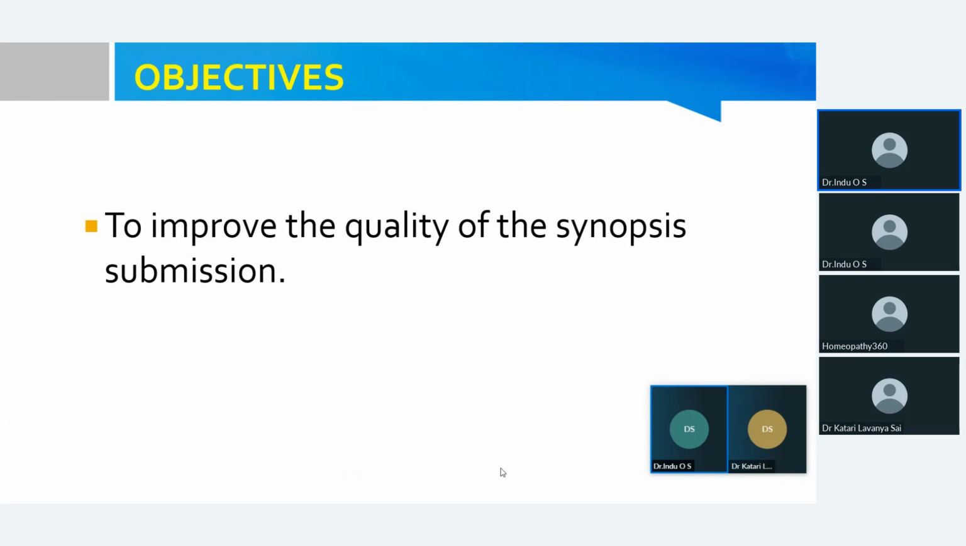The synopsis, as you all know, is a gist of what you are supposed to do or what you are planning to do. All these things we mention under different headings, like a structured synopsis, right? These guidelines on how to write or frame a synopsis will improve the quality of your synopsis submission, as well as your knowledge related to synopsis writing.